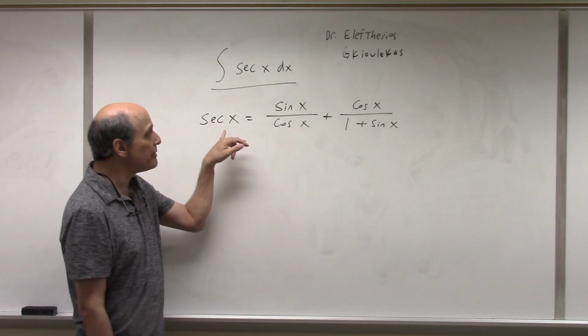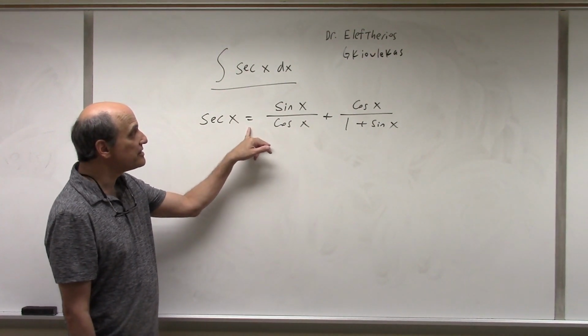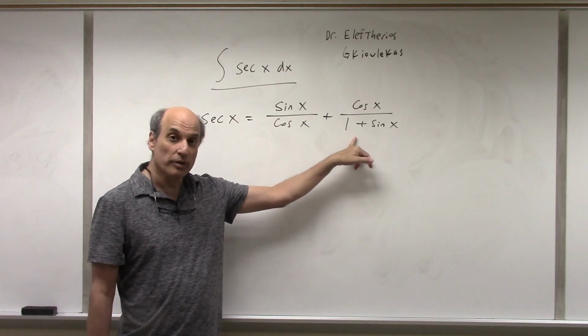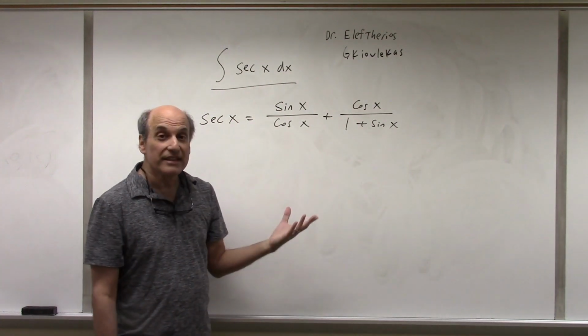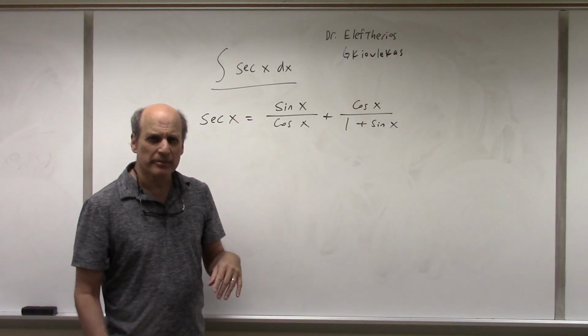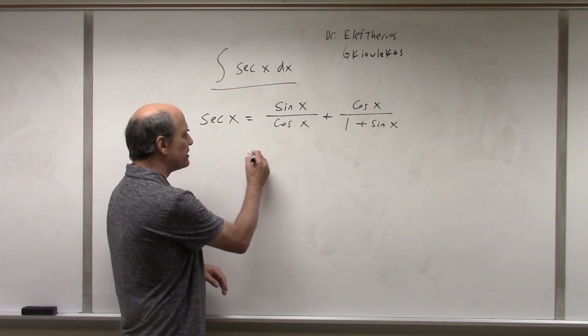So first I'm going to demonstrate that secant of x is equal to sine x over cosine x plus cosine x over 1 plus sine x. It's really easy to do this just by adding these fractions. You could get a common denominator, but I'm going to do the usual shortcut that I use.